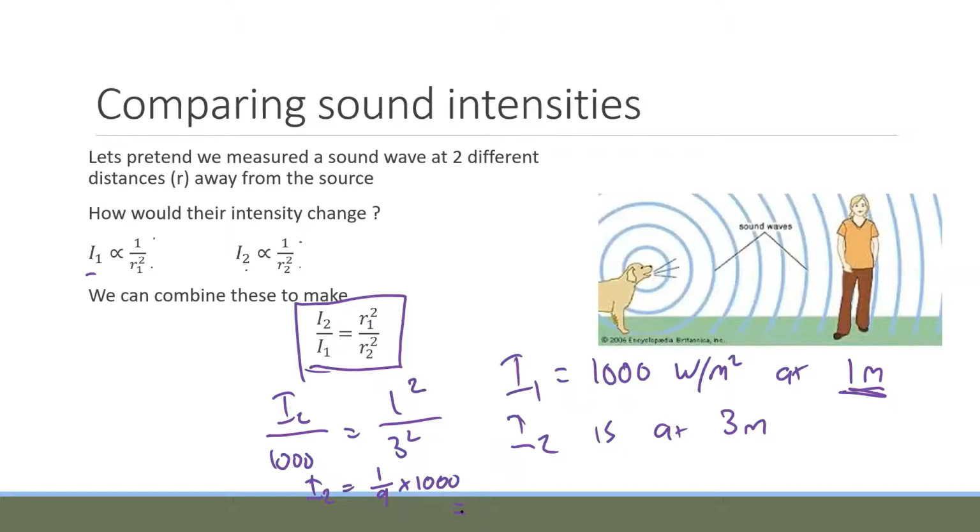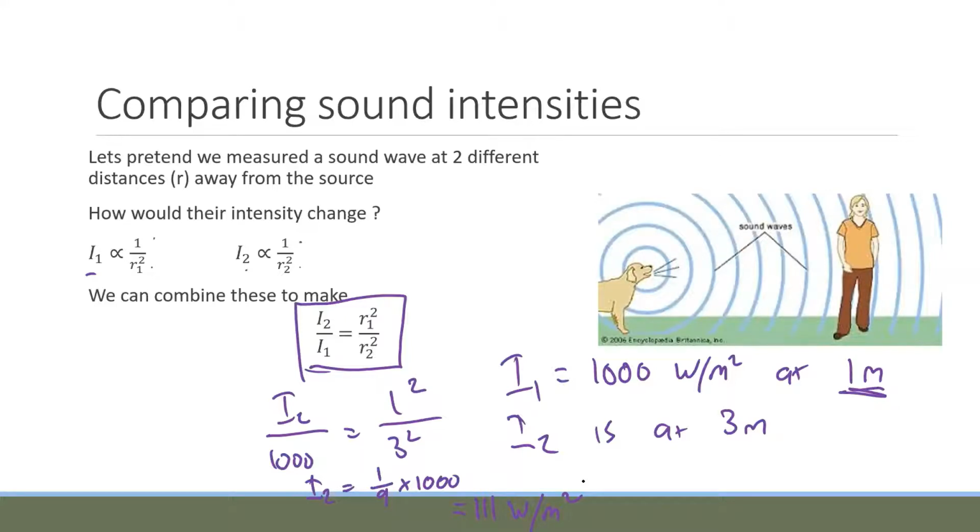1,000 divided by 9 is 111. So that's what we can expect if we go to the 3 meter point. We should expect to hear this intensity. So we're going to do an example based off this formula here. This formula is just taking the two proportional formulas, the inverse square.